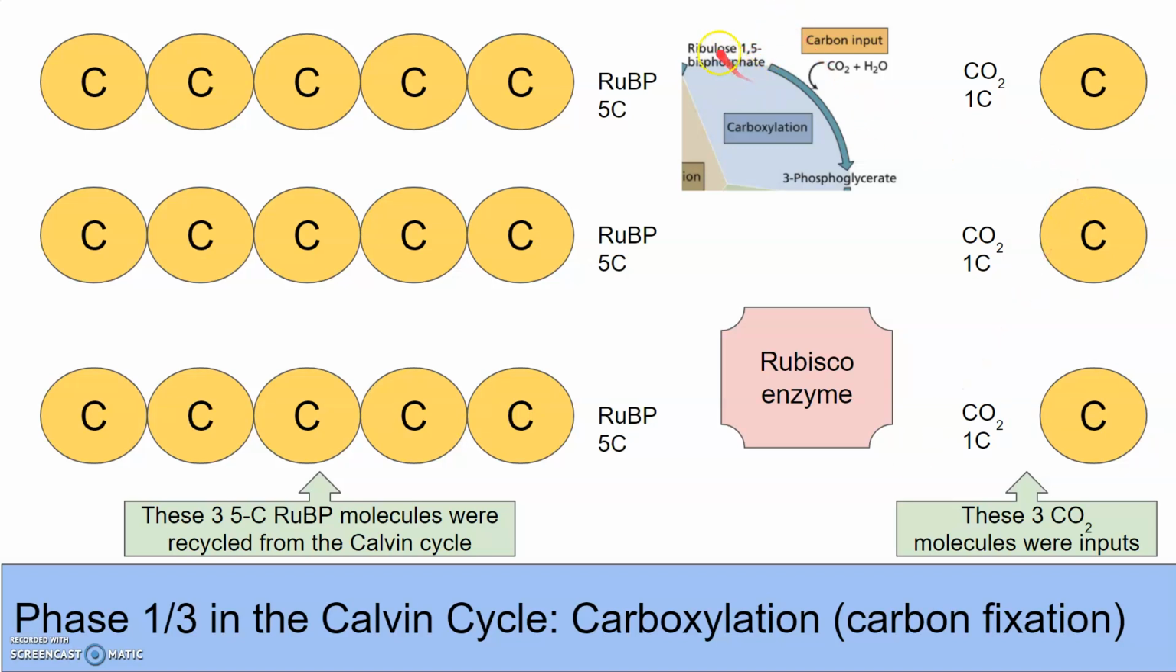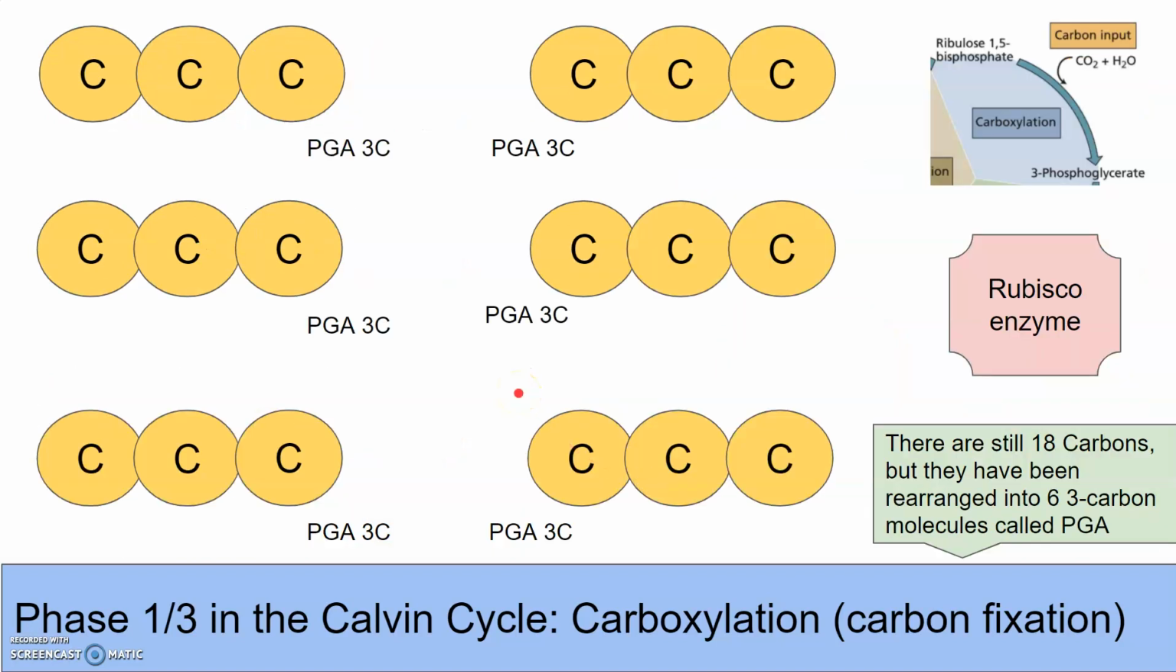As you can see in the diagram, here's what we started with. Over here are RuBP. We input carbon and water, and now we're going to let the Rubisco enzyme work its magic to rearrange the carbon atoms. So that's Rubisco doing its thing. Notice that we had 18 carbon atoms to start with, and after Rubisco rearranged the carbons, we still have 18 carbon atoms. They're just grouped differently now. So now we have 6 molecules of 3-carbon molecules, and each of them is called PGA. And that's all of the first phase. Let's move on.